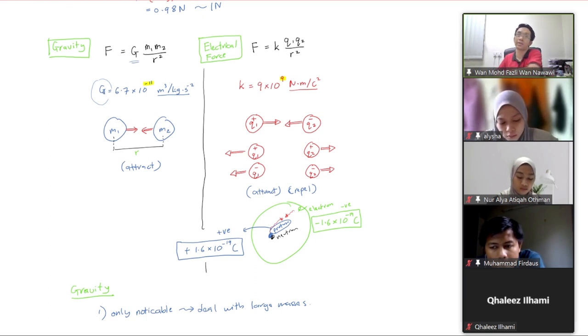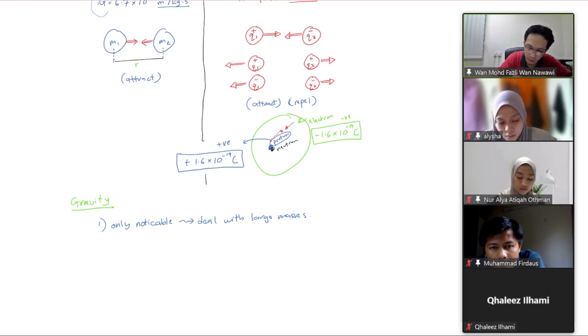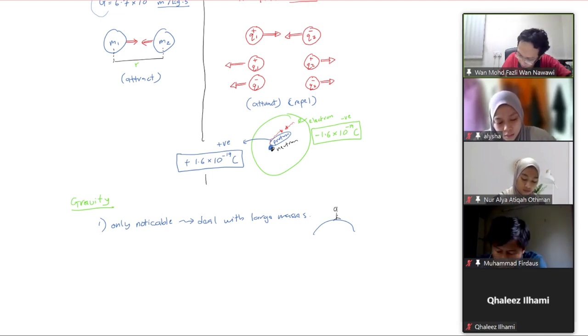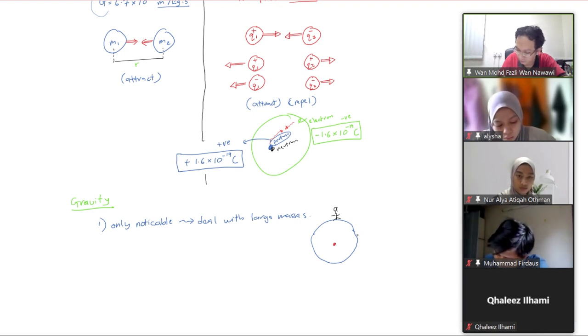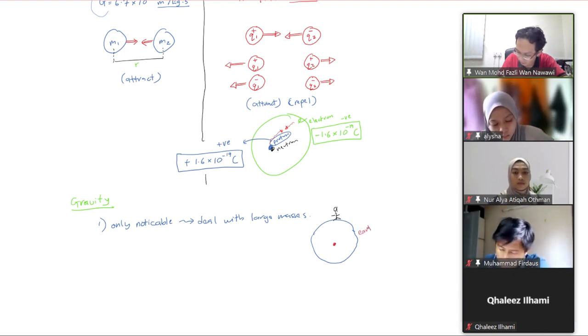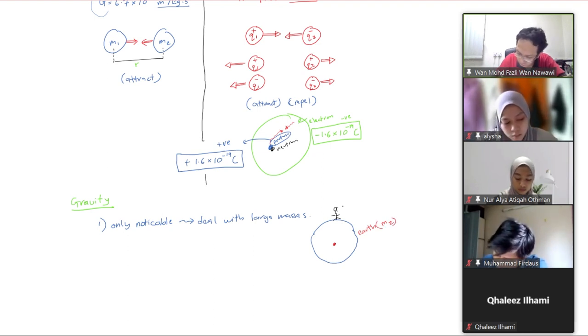But if you deal with something that is so big, for example, the Earth, you have the Earth, and then you on top of that. This is the Earth, okay. So, for example, like this, the Earth we put as M2, and you yourself, let's say this is Fidaus.